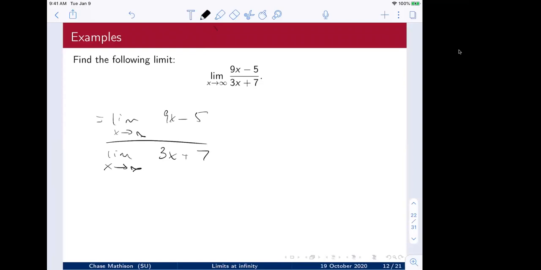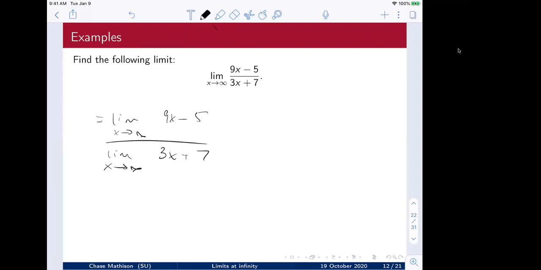Well, then if I just try to plug in infinity, which again, you shouldn't really do, then I'm going to get something. If I plug in a very, very large number into the top, I'm going to get 9 times a very, very large number minus 5. That's still a very large number. But in the bottom also, I'm going to get 3 times a very, very large number plus 7, which is still a very, very big number. So I can't just plug in. You should never just plug in infinity.